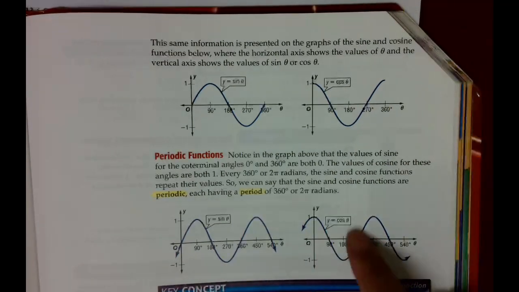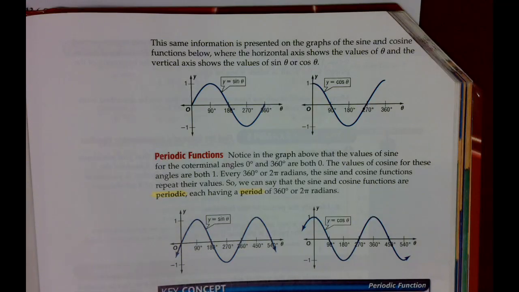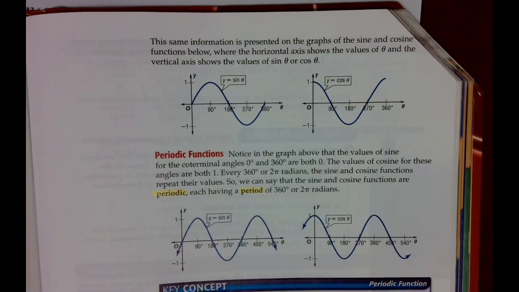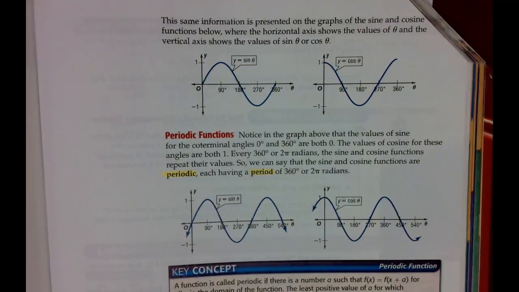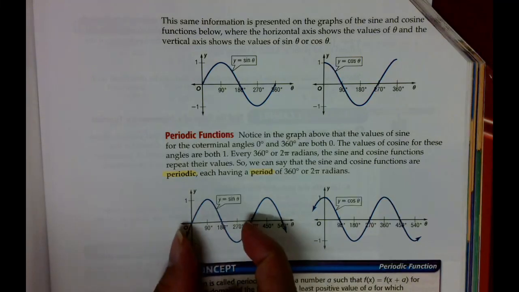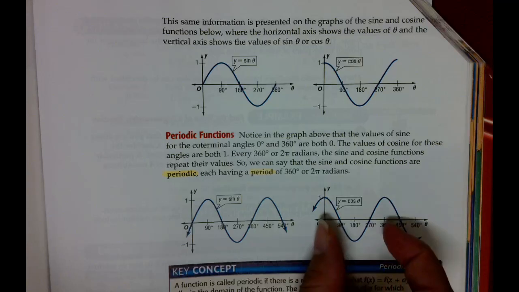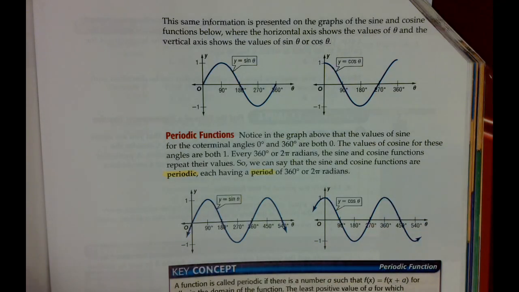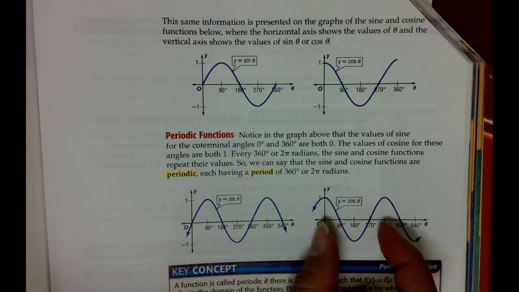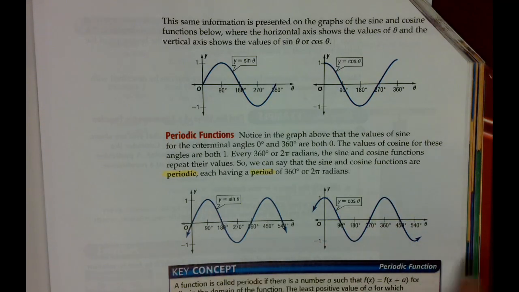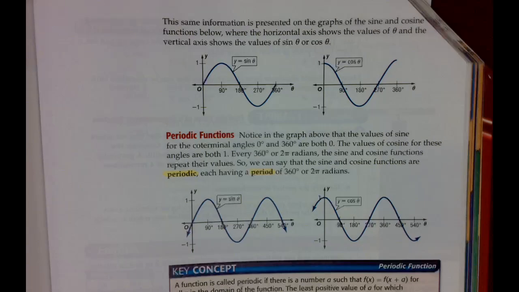Because of this repetition, we would say that the sine function and the cosine function are periodic. Each of them has a period of 360 degrees or 2 pi. You can see here it is, and then it will repeat again, every 360 degrees or every 2 pi. This is the cosine theta function, and as you see, it will repeat again, and again. Because of that repetition, it comes again in periods.